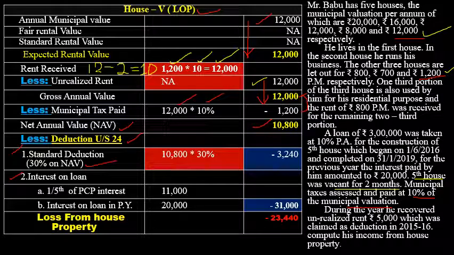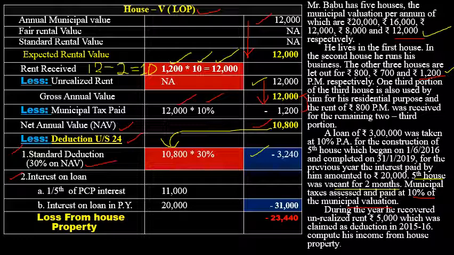So net annual value is 10,800. So 10,800 into 30%, you are going to get 3,240 as a standard deduction. Next is interest on loan.